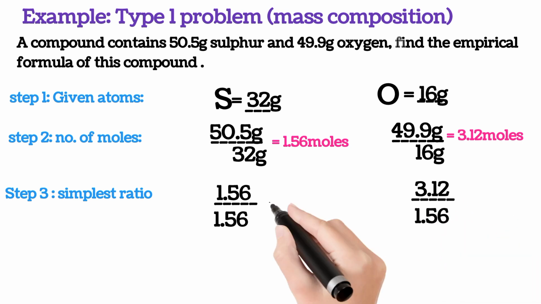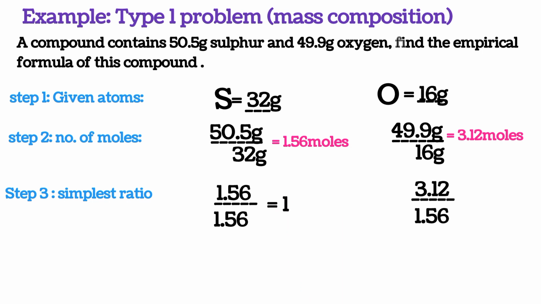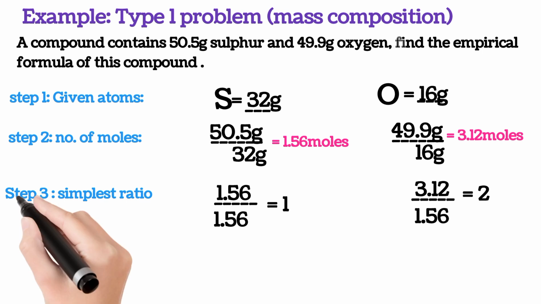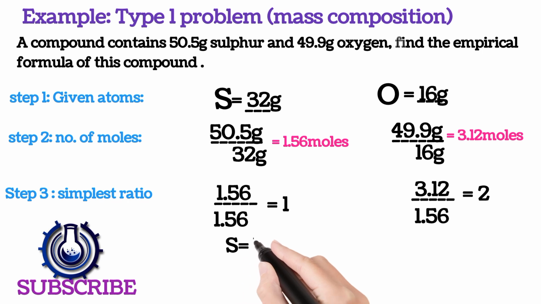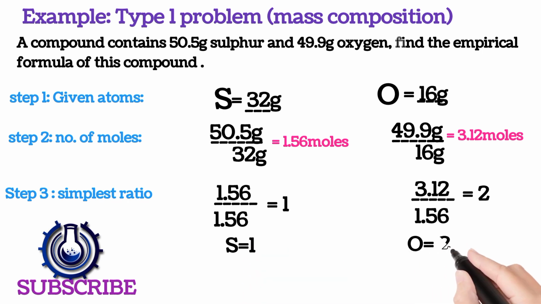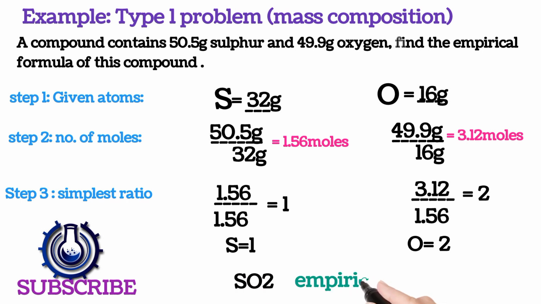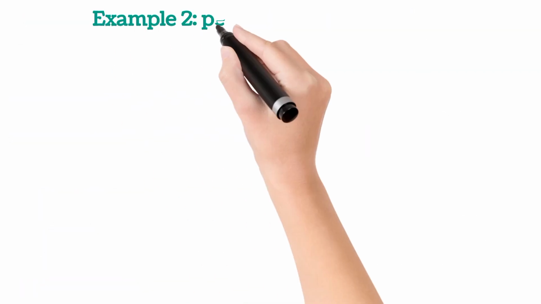So 1.56 divided by 1.56 will give us 1. 3.12 divided by 1.56 will give us 2. This implies that sulfur is equal to 1 and oxygen is equal to 2. So the simplest formula of this compound is SO2, and the simplest formula is always the empirical formula. So this is how to go about a problem like this. Example 2.